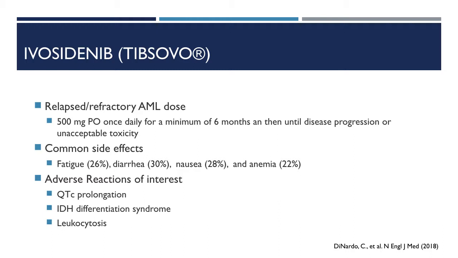This is only indicated for relapsed or refractory AML, and it's dosed at 500 milligrams once daily for a minimum of 6 months, and then until there's disease progression or an unacceptable toxicity. The common side effects that they saw were fatigue, diarrhea, nausea, and anemia, and there were some adverse reactions of interest, which included QTc prolongation, IDH differentiation syndrome, which I'll explain on the following slides, and leukocytosis.